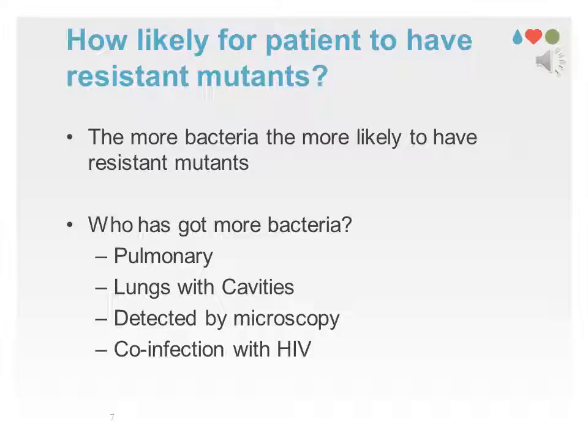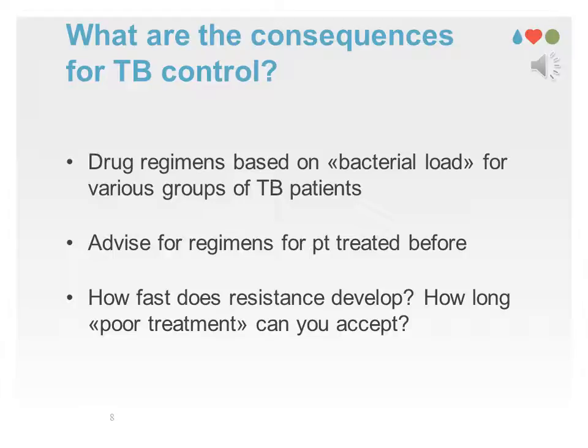Basically, the more bacteria, the more likely the development of drug resistance. For example, the number of bacteria found in pulmonary tuberculosis is higher than in extrapulmonary. Pulmonary cavities contain particularly large populations of bacteria. The bacterial count by smear microscopy gives a hint of the bacterial load. Also, HIV-positive cases may contain huge numbers of bacteria with few signs. This has led to important policy implications for tuberculosis control.